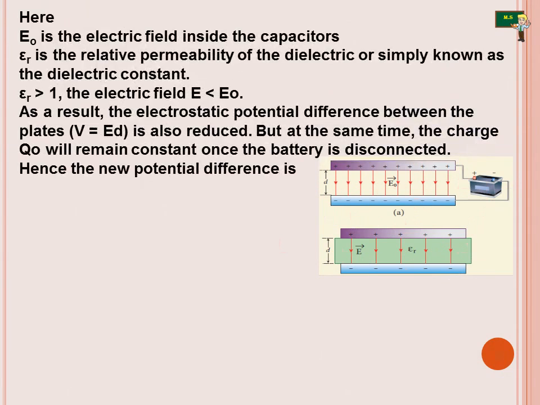E0 is the electric field inside the capacitor and epsilon R is the relative permittivity of the dielectric, or simply known as the dielectric constant. As you know, dielectrics do not allow charges to move, and epsilon R is greater than 1. The electric field E is less than E0. Now, as a result, the electrostatic potential difference between the plates, V is equal to ED, is also reduced. That means the potential difference between the parallel plates is also reduced.